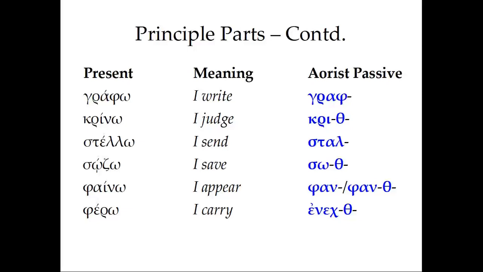With a verb like grapho, it's actually exactly the same as the present stem. With a verb like krino, which ends in a nu, it's a little different. All of these are irregular. We could not guess from just the normal forms of the verbs what their aorist passive stems would be. Other ones we'll see are more regularly formed, like paideo. So this may be handy to refer back to as you're going through the readings.